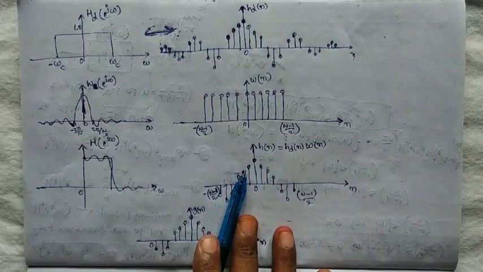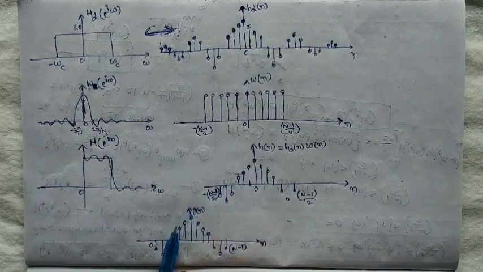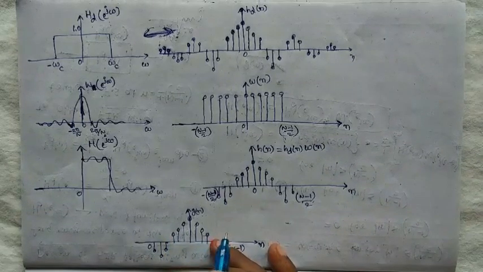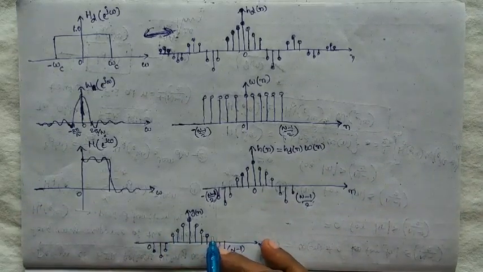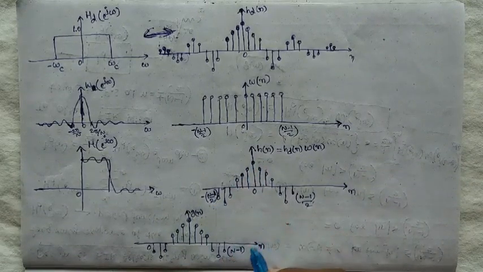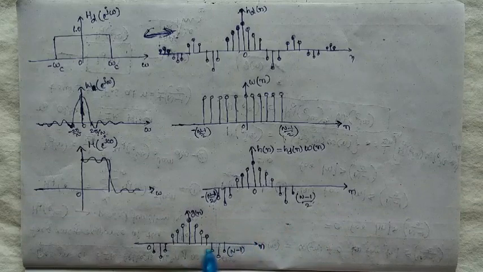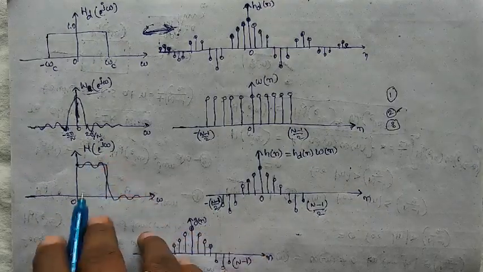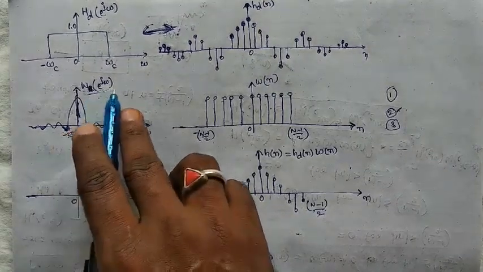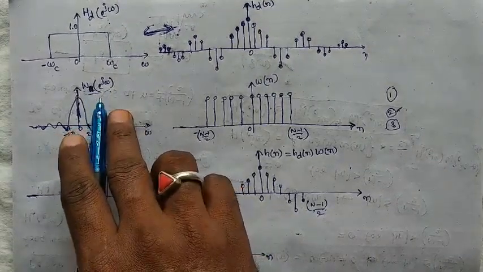Now we are determining the impulse response of the FIR filter. To obtain the impulse response of the FIR filter, we shift this h of n right by (N minus 1) by 2 samples. The resulting sequence is the impulse response of the FIR filter. The frequency response of the filter, h of e power j omega, depends on the frequency response of the window.